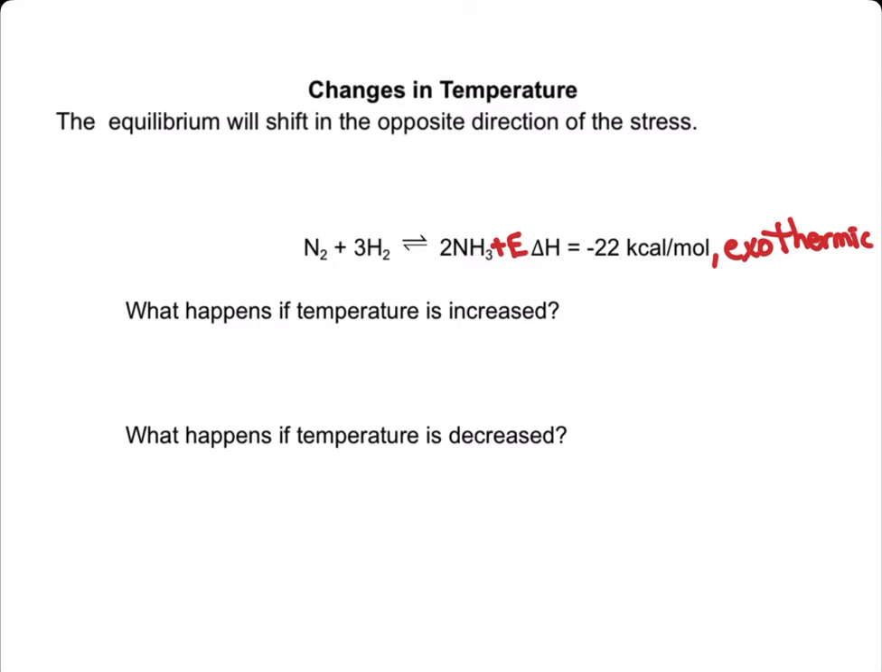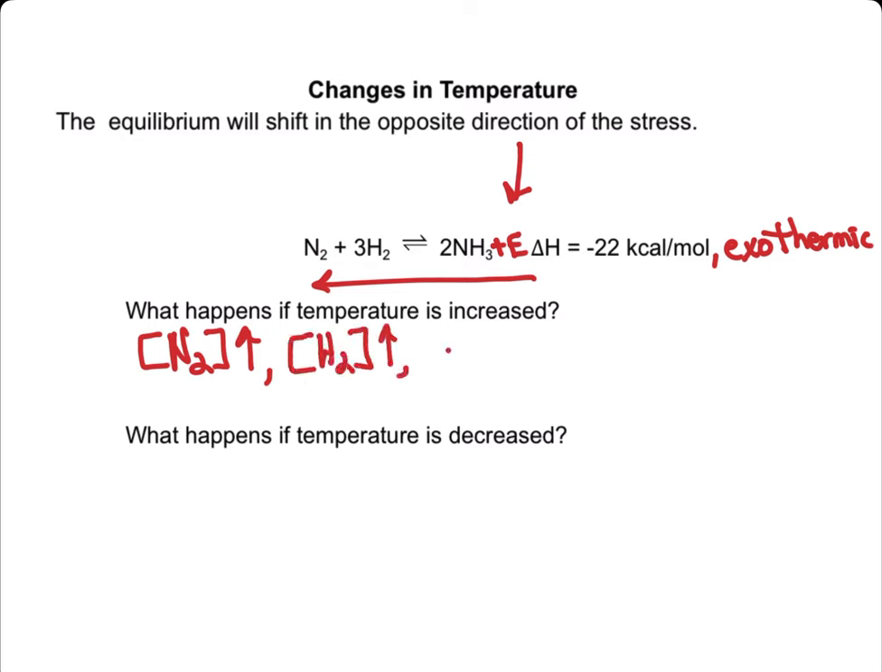It's asking what happens if temperature is increased. My temperature is my energy, so that means I'm going to add the stress to the product side. The reaction will flow to the left. So that means that I can say that the concentration of N2 increases. I can say the concentration of H2 increases. I can also say that the reaction shifts to the left.